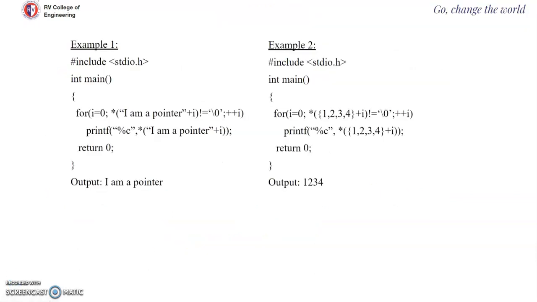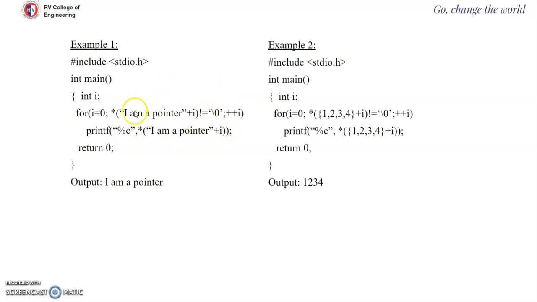So example 1. I am including the header file stdio.h because I will be making use of input output statements, and a declaration for the integer variable which I will be using inside the for loop. For i equal to 0, dereference operator star, "I am a pointer" within the double quotes plus i not equal to null, i plus plus, printf %c, star("I am a pointer" plus i).